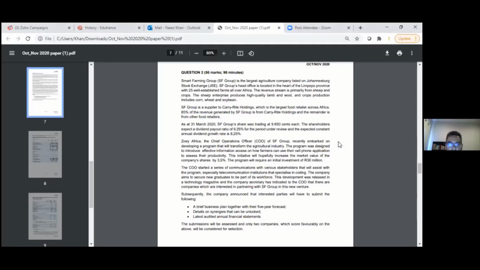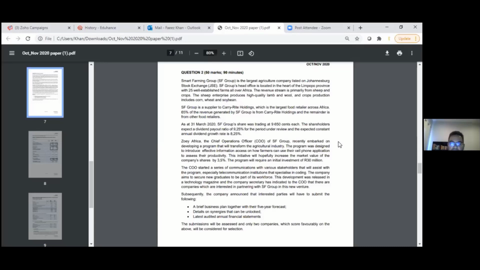The COO started a series of communications with various stakeholders that will assist with the program, especially telecommunication institutions that specialize in coding. The company aims to secure new graduates to be part of its workforce. The development was released in a technology magazine, and the company secretary has indicated to the COO that there are companies which are interested in partnering with SF Group in this new venture. Once again, strategy, risk management, you can have a look at that. Nothing for WACC. Next paragraph.